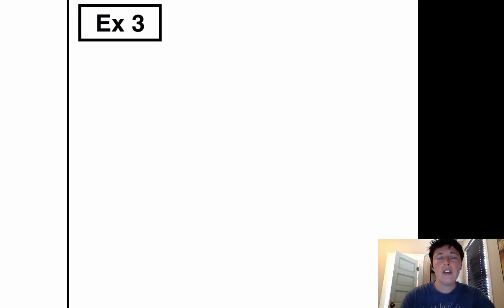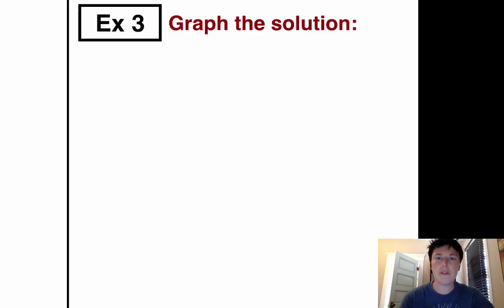All right, guys. So we're moving on. We're doing example 3. And example 3 is this. We are now going to graph the solution. We're going to do some graphing. We're going to graph x is less than 3. X is less than 3.